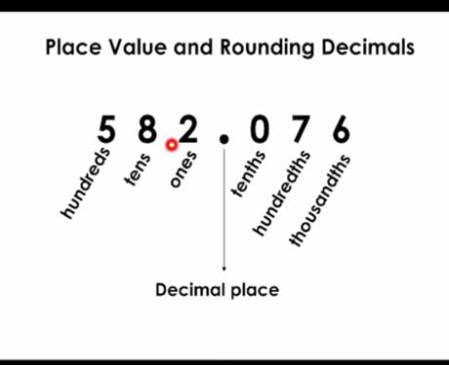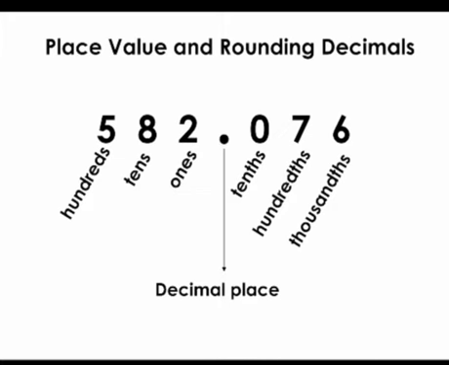Now, everyone knows that this is the ones place, right here. And this is the tens. So when you have 10, that's the number that you use right there. And this is 100. So this is 582. Now when we have a decimal place, everything after the decimal place is called tenths, and then hundredths, and then thousandths. So you have to know these different places in order to answer the question.